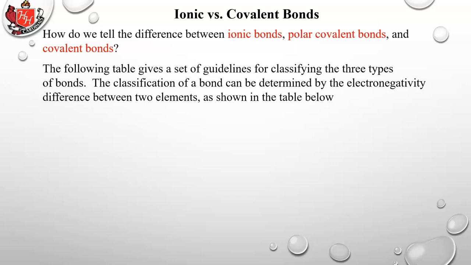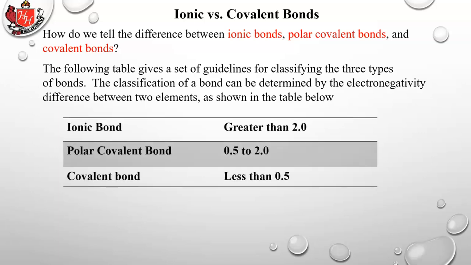The classification of a bond can be determined by the electronegativity difference between 2 elements, as shown in the table below. So if there's a great electronegativity difference, say between lithium and fluorine, which we know forms an ionic bond, well, fluorine has an electronegativity of 4, lithium has an electronegativity of 1. If you subtract those two, you get 3. So 3 is greater than 2, so that's definitely an ionic bond.